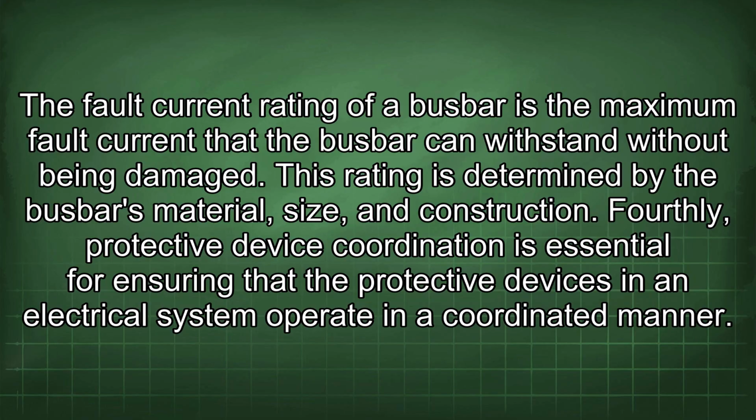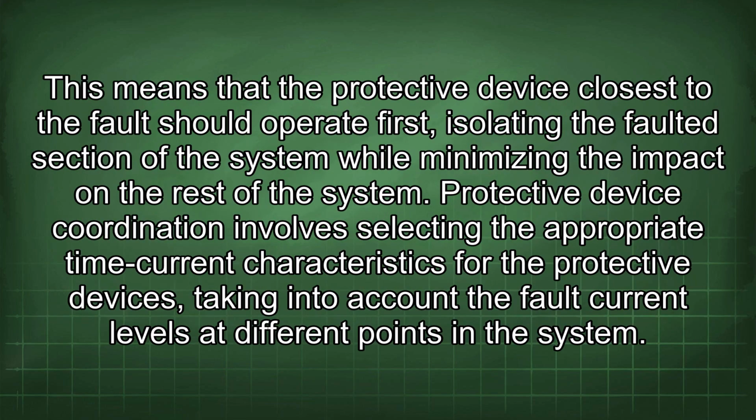Fourthly, protective device coordination is essential for ensuring that the protective devices in an electrical system operate in a coordinated manner. This means that the protective device closest to the fault should operate first, isolating the faulted section of the system while minimizing the impact on the rest of the system. Protective device coordination involves selecting the appropriate time current characteristics for the protective devices, taking into account the fault current levels at different points in the system.